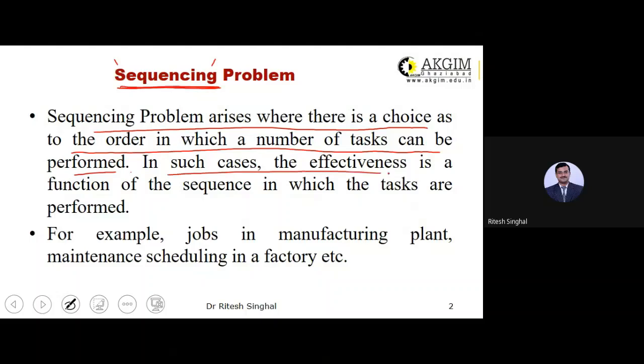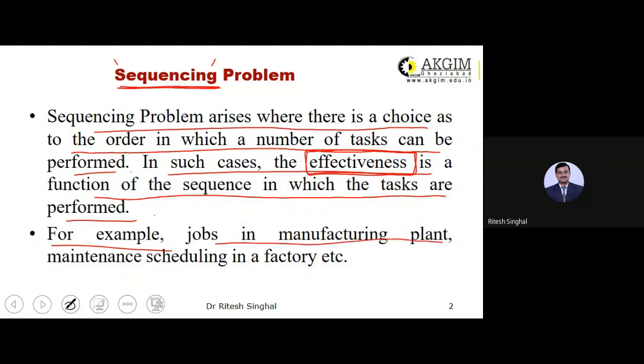In such cases, the effectiveness is a function of the sequence in which the tasks are performed. So we need to effectively complete all the jobs within minimum time. That is why we are going to find the optimal sequence here. For example, there are a number of examples, including jobs in manufacturing plants, maintenance scheduling in a factory, and so on. So there are a number of examples that can be used in the case of sequencing problems. So let's move further.